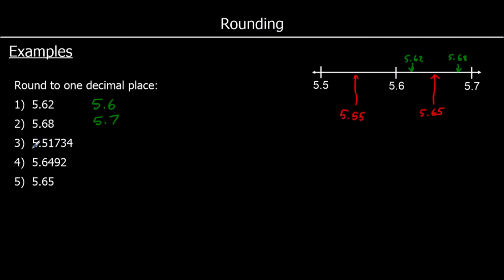5.51734 is just above 5.5. So it's less than 5.55. It's less than the halfway point. So it's going to round to 5.5.